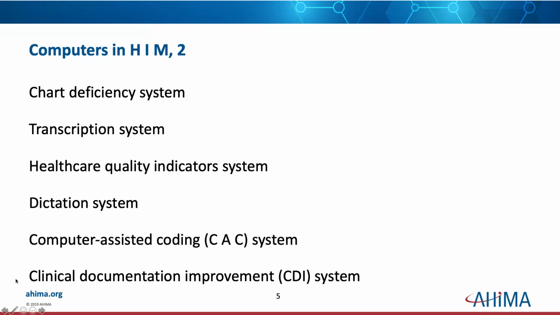Some places still provide transcription services, and some of those are in-house versus outsourced, but we still in the HIM field need to know about transcription systems, even though they are becoming rarer and rarer, especially in an in-house setting. Healthcare quality indicator system. We've talked a little bit about HEDIS in some of your other classes, but there are other quality indicators as well. And so those have to be factored in. Dictation systems. There are still some of those around.